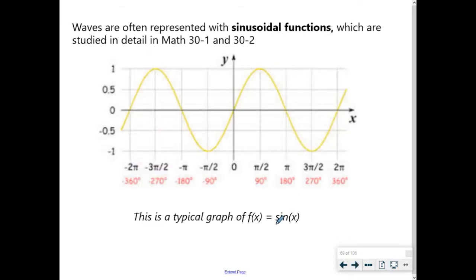Any sort of wave, though, whether it's mechanical or a wave that doesn't require a medium, always has that up and down pattern.